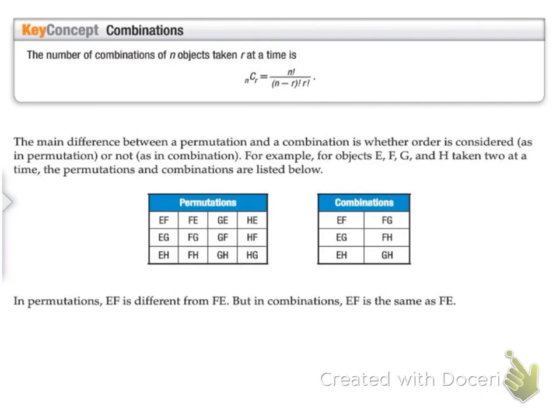So therefore, the main difference between a permutation and combination is whether order is considered. Permutations, yes. Combinations, no. Take a look at E, F, G, and H, taking 2 at a time. There are a whole lot more permutations than there are combinations. Why? Because E, F and F, E is the same group. It doesn't matter which way I put them. I switch them around, it's the same couple. Why do I want to restate that? I don't. So sometimes order doesn't matter, and combinations is the way to go.